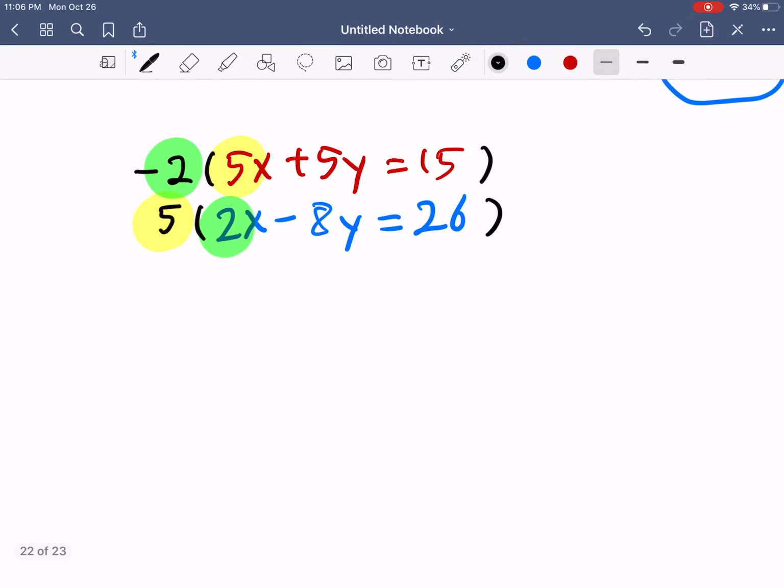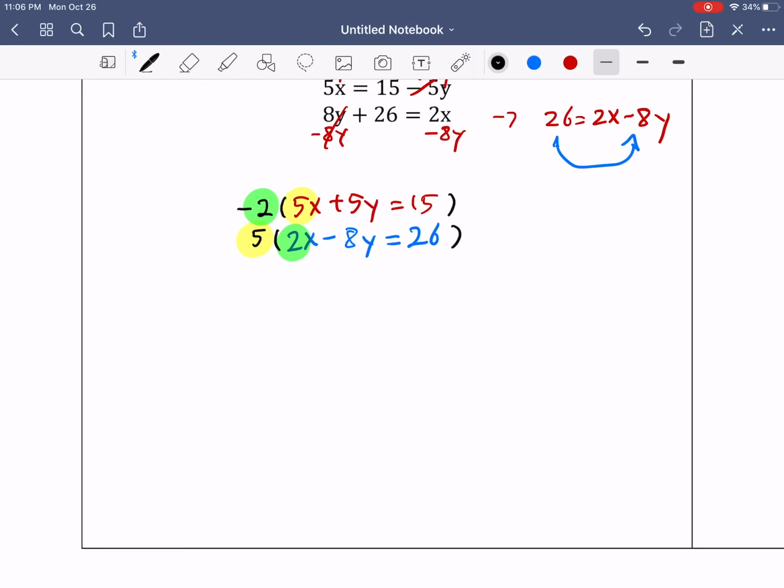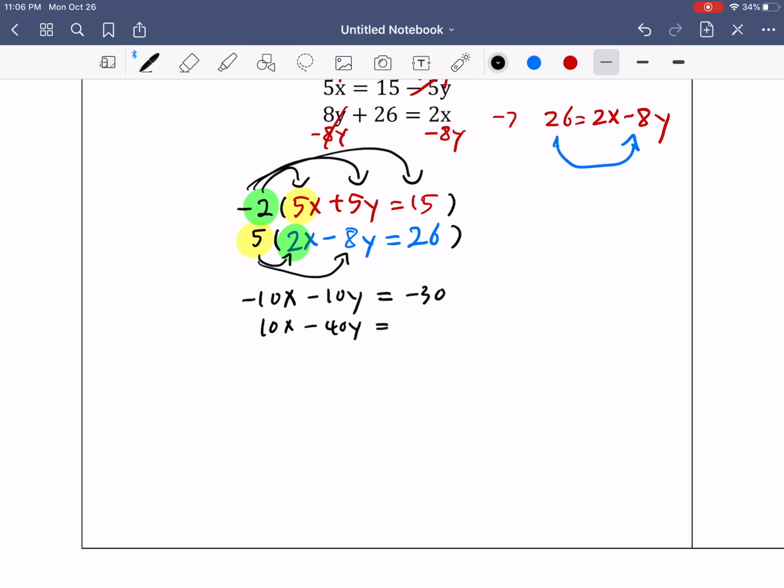Okay, let's do this. Negative 2 times 5x, you get negative 10x. Negative 2 times 5y, you get negative 10y. Equals negative 2 times 15, you get negative 30. 5 times 2x, you get 10x. 5 times negative 8y, minus 40y equals 5 times 26. It's gonna be 130. Okay, let's combine that.